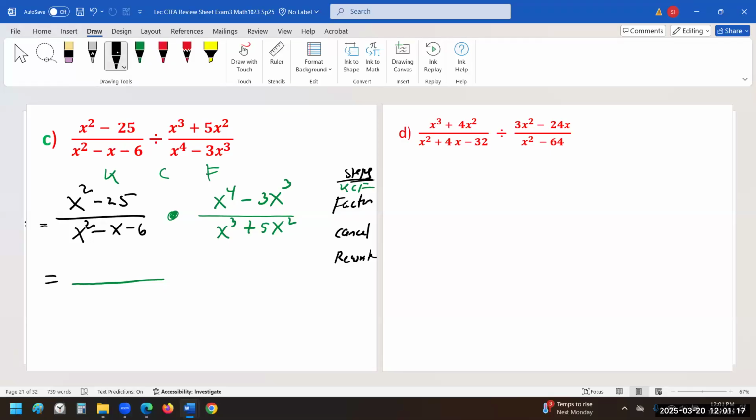X squared minus 25. GCF or difference of perfect squares? Perfect squares. So we get 2 factors from there. What 2 numbers do we have? Plus 5, minus 5. The denominator has 3 terms, meaning 2 factors directly. Multiply to 6, combine to 1. Is it 3, 2 or 6, 1? Which one? 3, 2. So minus 3, plus 2.